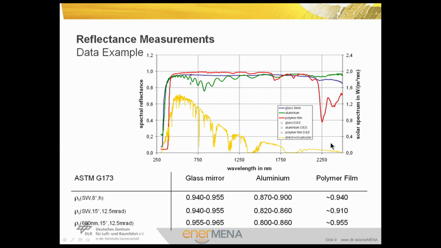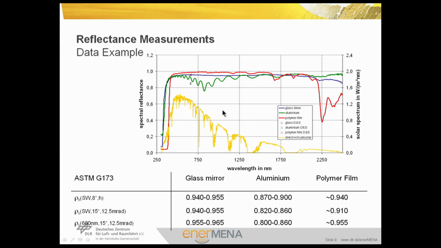If we look at typical values for different kinds of mirror, we see that the solar weighted hemispherical reflectance of glass mirrors and polymer film is quite high, between 94 and 96%, depending on the glass thickness, where the aluminium is a little bit lower, which is due to the dip in this part. Also, it can be seen that the specular reflectance for glass mirrors is the same as the hemispherical reflectance, which is due to the perfect flatness of those kinds of mirrors. But for aluminium and polymer film, we can see losses of 3 to 5% between specular and hemispherical reflectance.